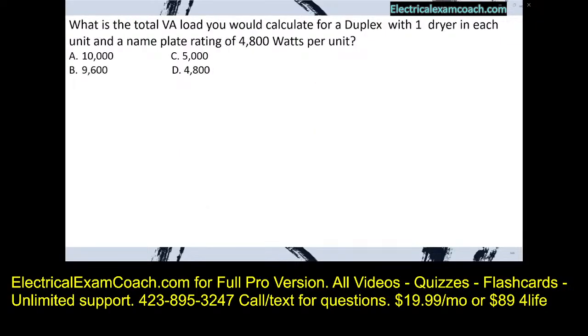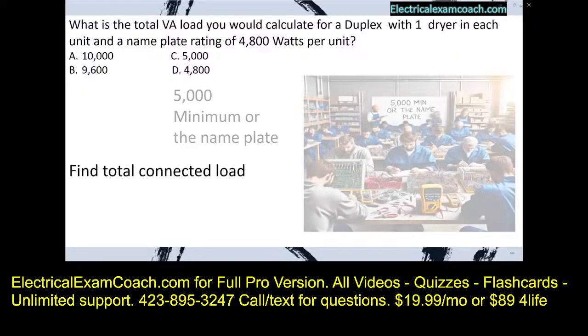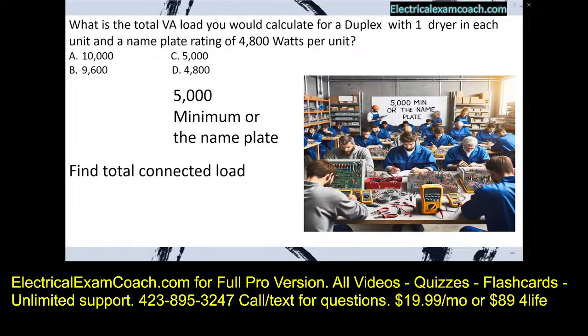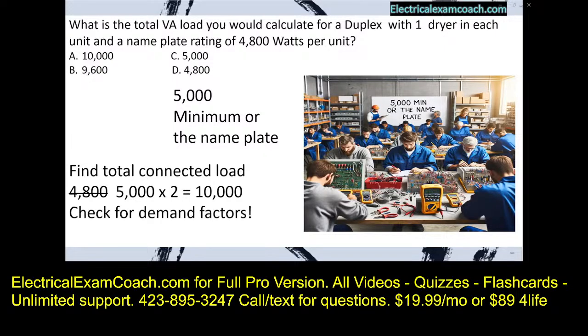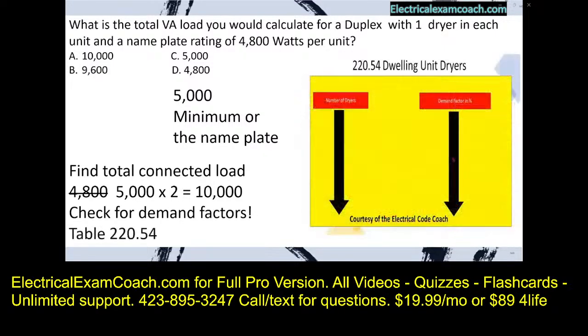What is the total VA load you would calculate for one duplex with 1 dryer in each unit and a nameplate rating of 4,800 watts per unit? First thing we're going to do is find the total connected load. We know that it's a 5,000 minimum or the nameplate, whichever is larger. So the 4,800 is out and the 5,000 is in. Then we have to multiply it by our 2 units, and that gives us 10,000. Now we check for demand factors. For this, we head over to table 220.54. And we're going to find that the 1 through 4 range is calculated at 100%. And we're going to select A.